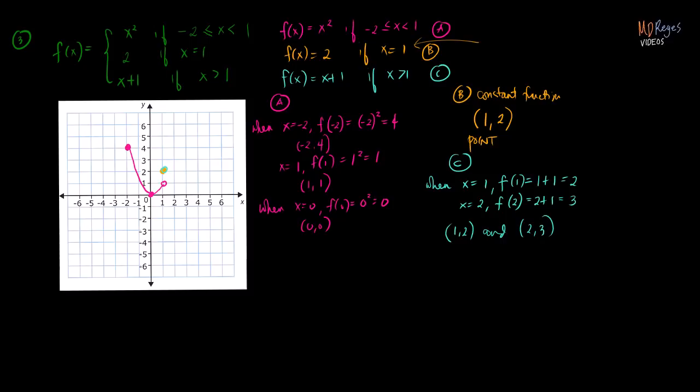And then another point with coordinates (2, 3), which is included in the graph just because 2 is in the interval x greater than 1. (2, 3) is here.